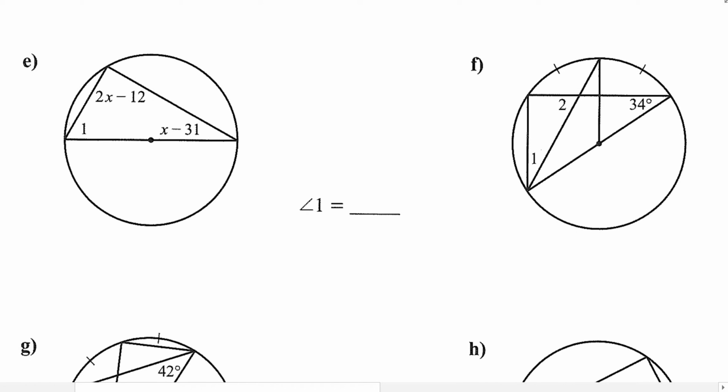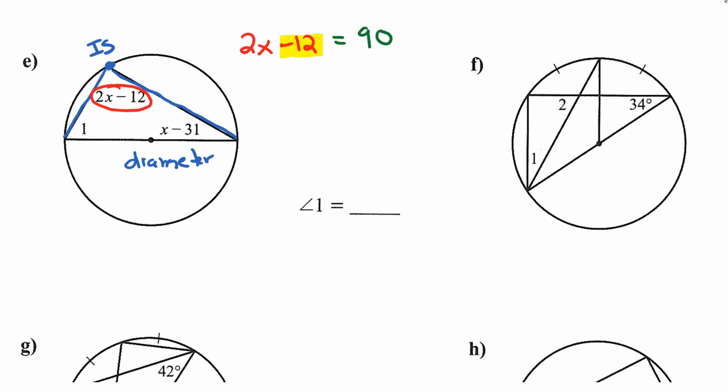So this angle right here in the top corner, it's blue, one, this is an inscribed angle. And once again, it does open to the diameter. And any inscribed angle that opens to a diameter has a value of 90 degrees. So if I take this expression right here, this 2x minus 12, that's going to equal 90 degrees.